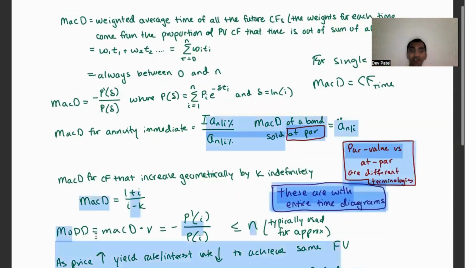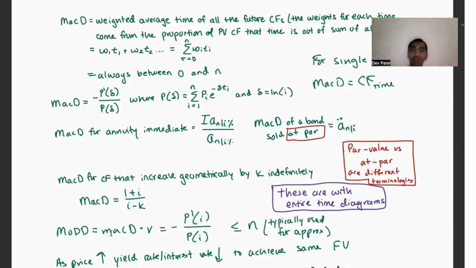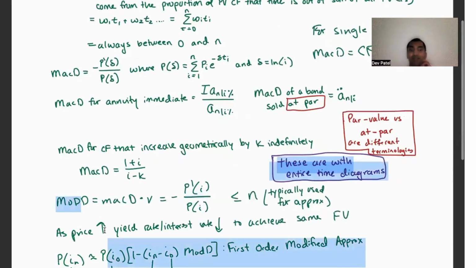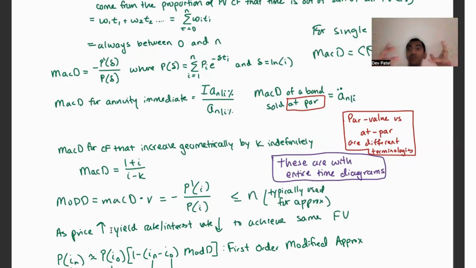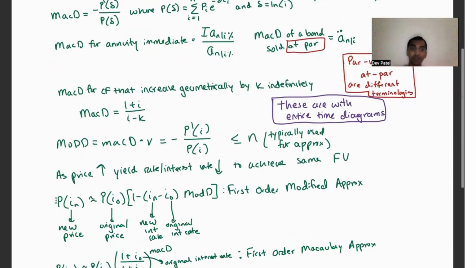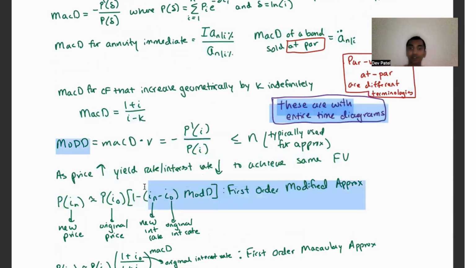And then modD is equal to macD times v, just another relationship. And here you can see the derivative relationship as well. And then as price increases, the yield or the interest rate decreases to achieve a similar future value. This makes sense because as the price increases, you don't need to accumulate as much in order to get to a certain value at the end of your payment structure.